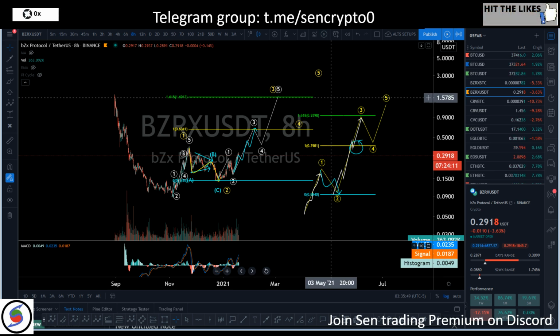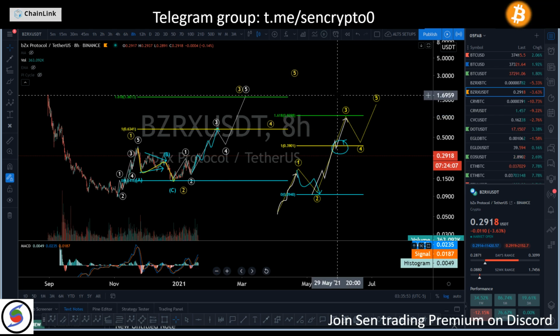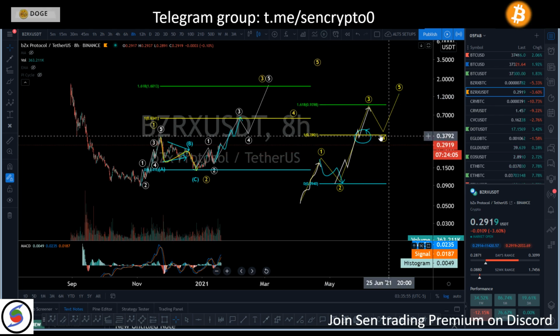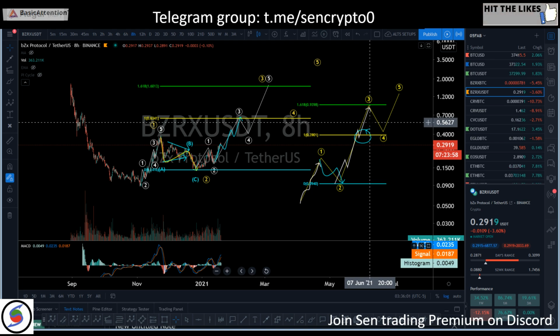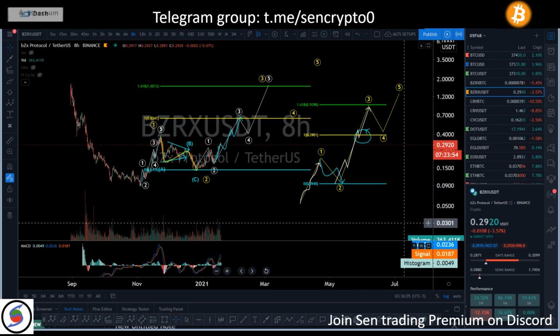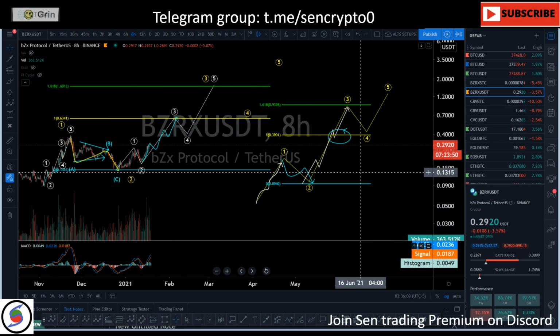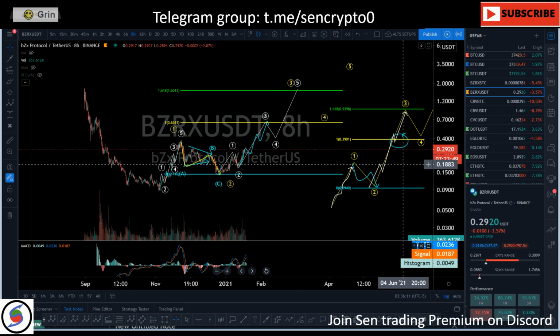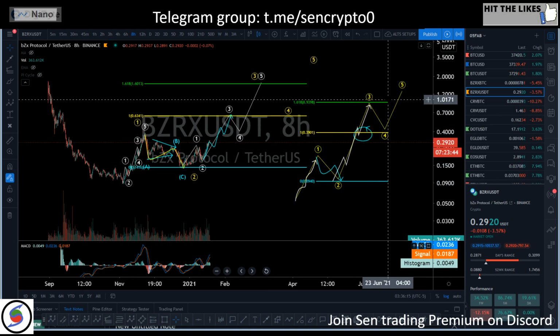All right, so now let's take a look at these alts in terms of Elliott waves. Before we talk about Elliott waves, let's say you don't know what Elliott wave is and how to trade crypto using Elliott wave. So I'm just going to give you a quick educational, very detailed analysis.